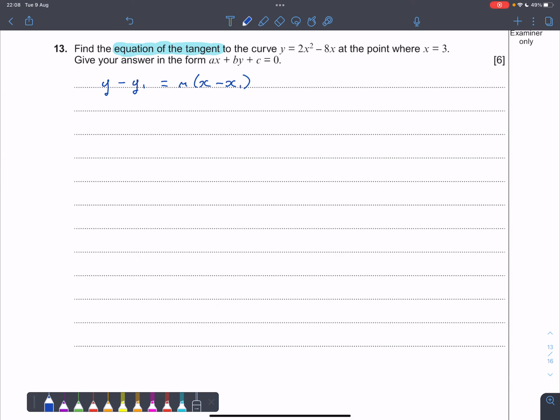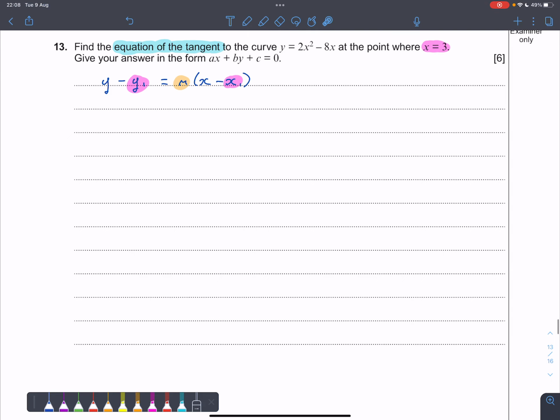Now in order to use this, we need to know two bits of information. Firstly, the gradient, or because of the way we're doing it this time, dy by dx. The second is the coordinates of a point that lies on the line. The only thing we've got at the moment is an x value. So looking at what we need, the gradient: we've got an expression for y, so we can find the gradient by looking at dy by dx.